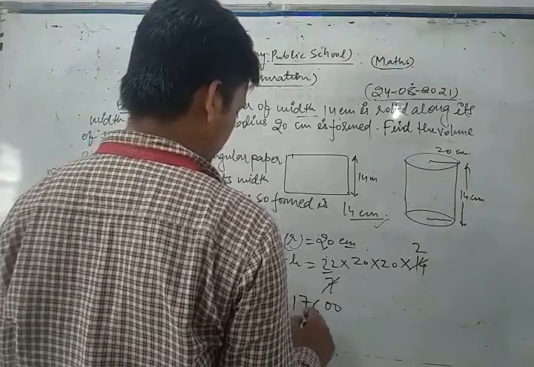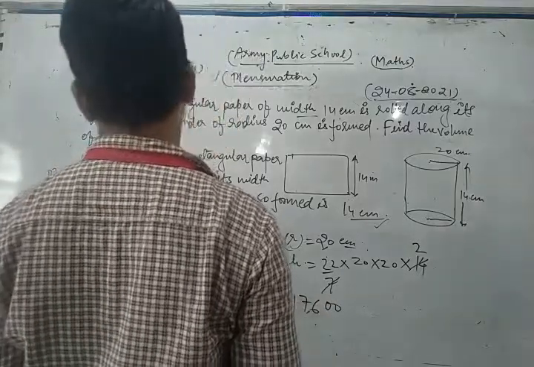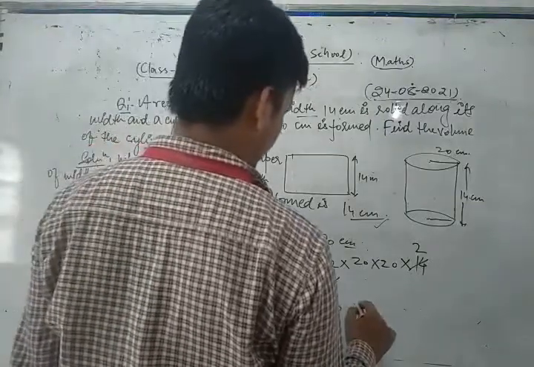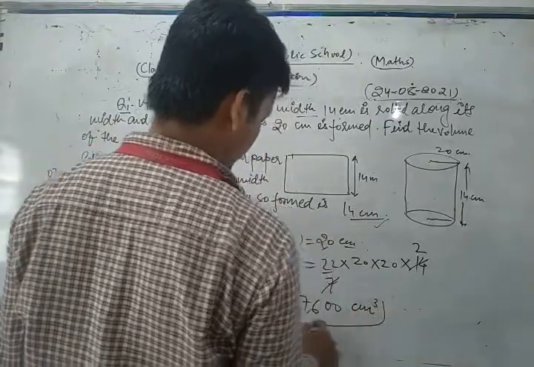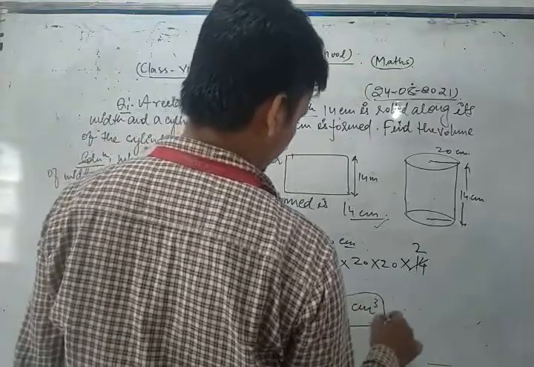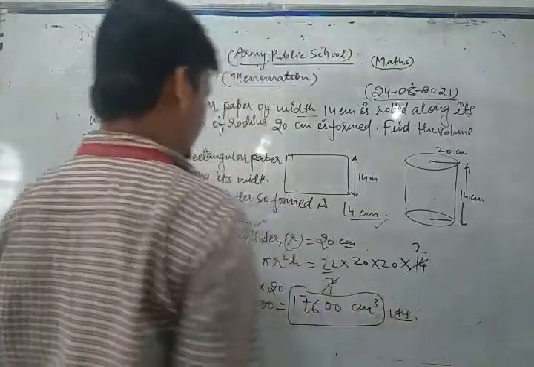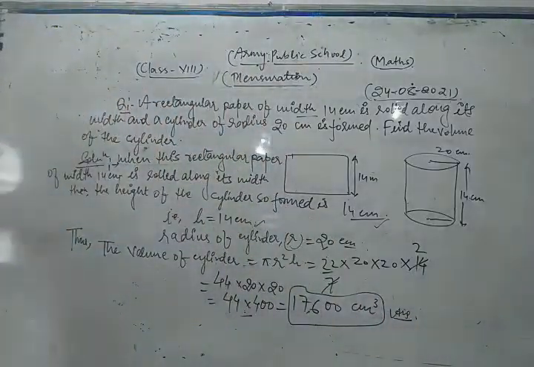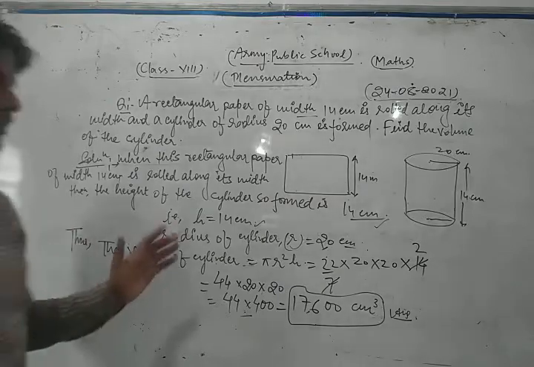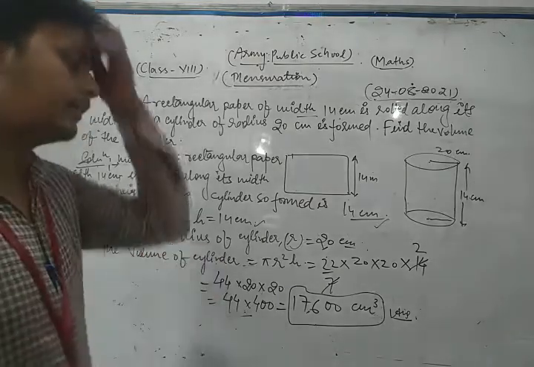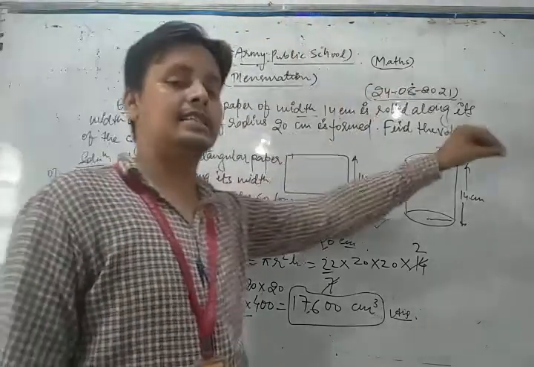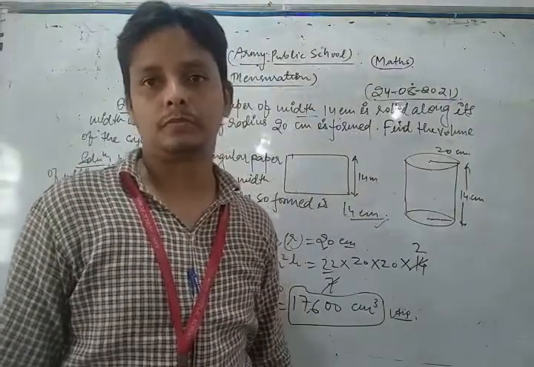double zero means 17,600 centimeter cube. 17,600 centimeter cube. Okay, this is the 17,600 centimeter cube is the right answer.